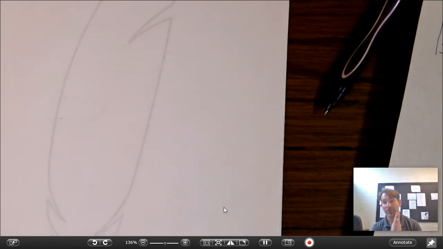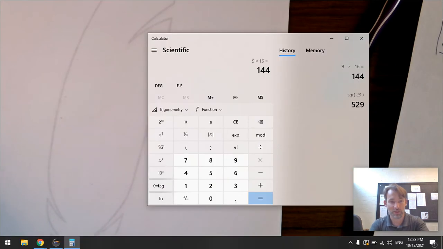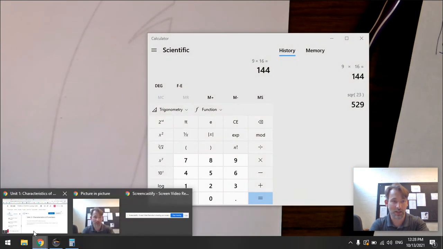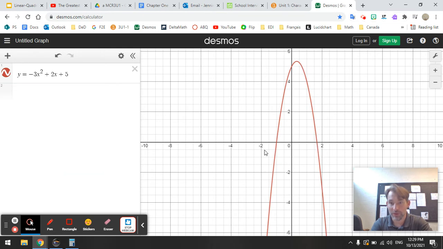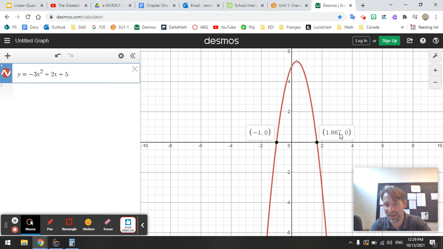Quadratic formula is also useful for calculating what the roots are of a quadratic. So if you have something like here, I'll use Desmos and sketch you a quick quadratic here. So here's a quadratic, negative 3x squared plus 2x plus 5. And that has roots here and here. If we want to find those, you'll notice that this one happens at negative 1, 0. And this one happens at like 1 and 2/3.